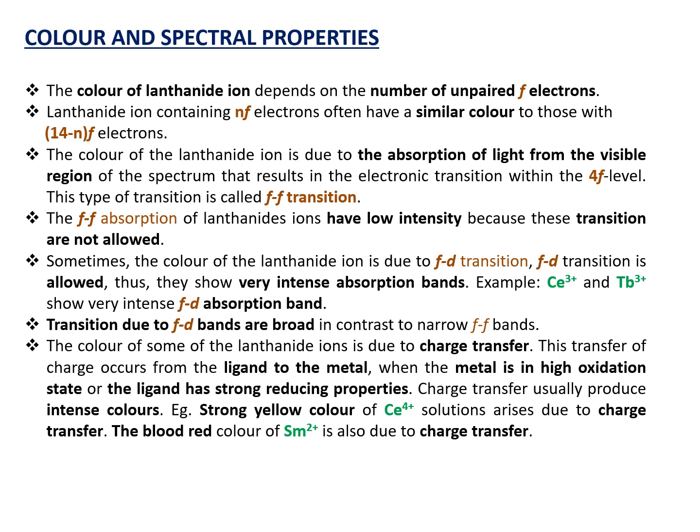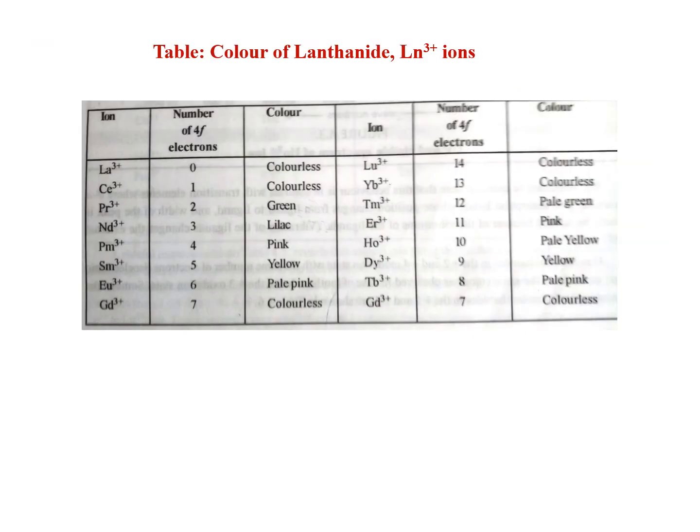The color of some lanthanide ions is due to charge transfer. When the metal is in a high oxidation state, the ligand has strong reducing properties, so the charge transfer usually produces intense color. The strong yellow color of cerium solution arises due to charge transfer. The color of lanthanide ions.